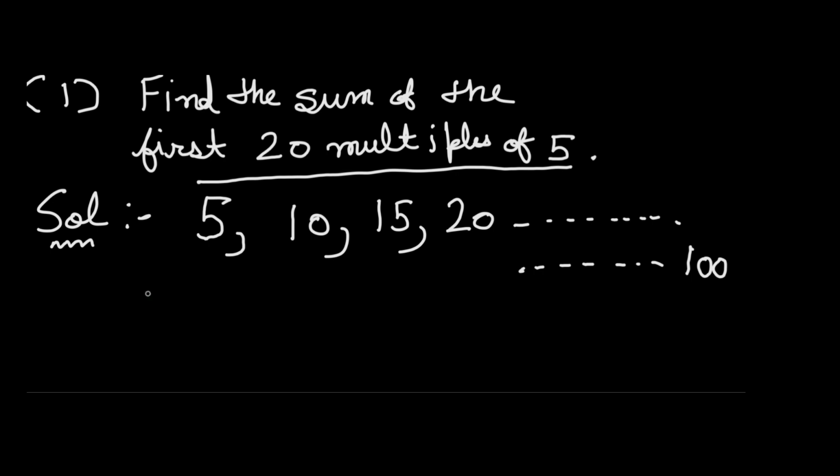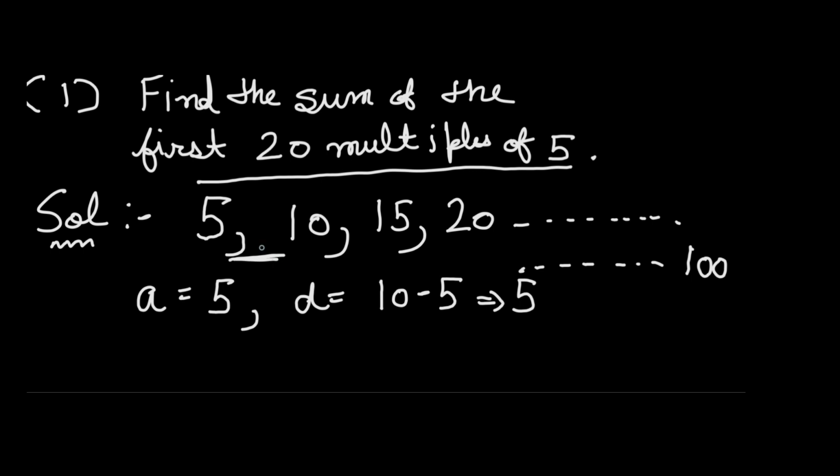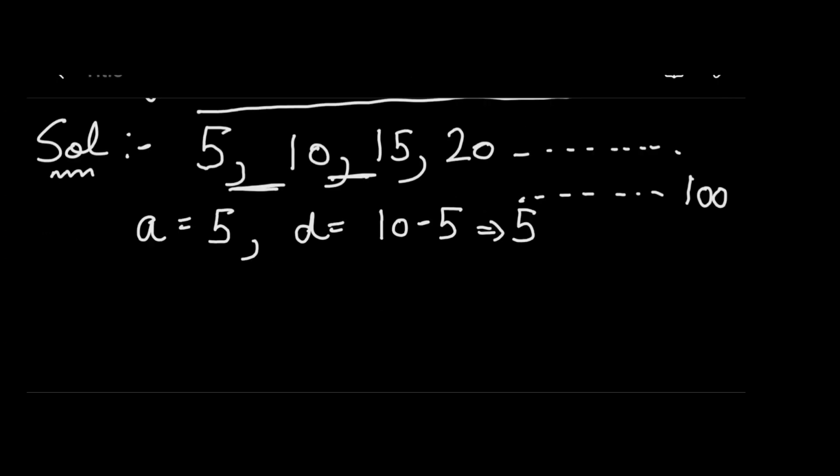So here you can see the first term is 5 and the common difference is 10 minus 5, which is equal to 5, which is the same in all the terms. As you can see, 10 minus 5 is 5, which is d1, the first common difference, and the second, d2, is 15 minus 10, which is 5, which is the same. So here, our last term is 100, which is also known as the nth term. So an is 100.